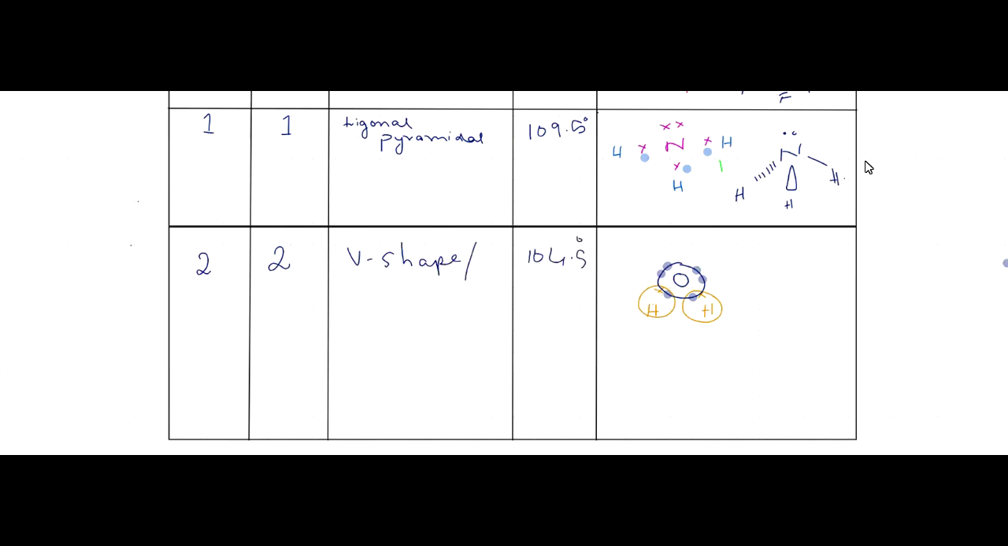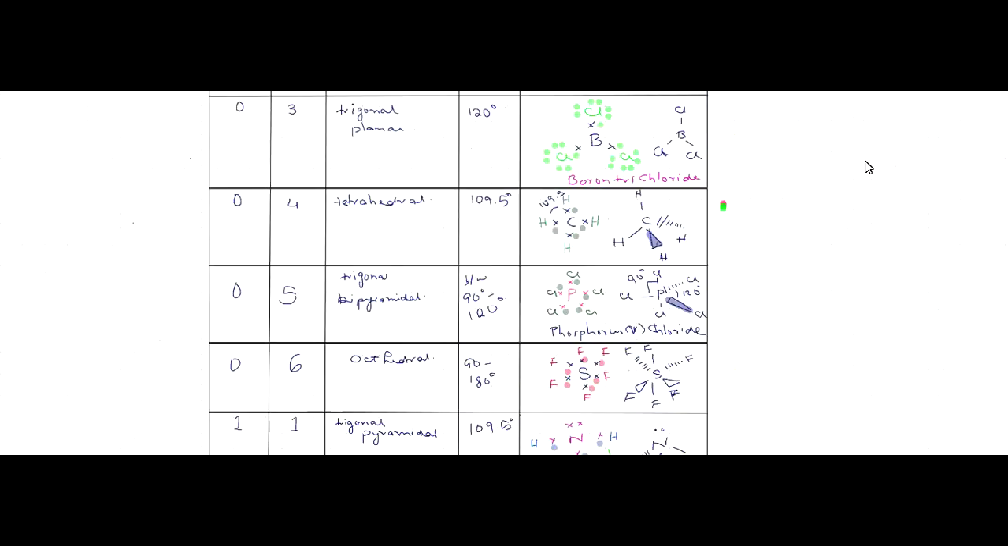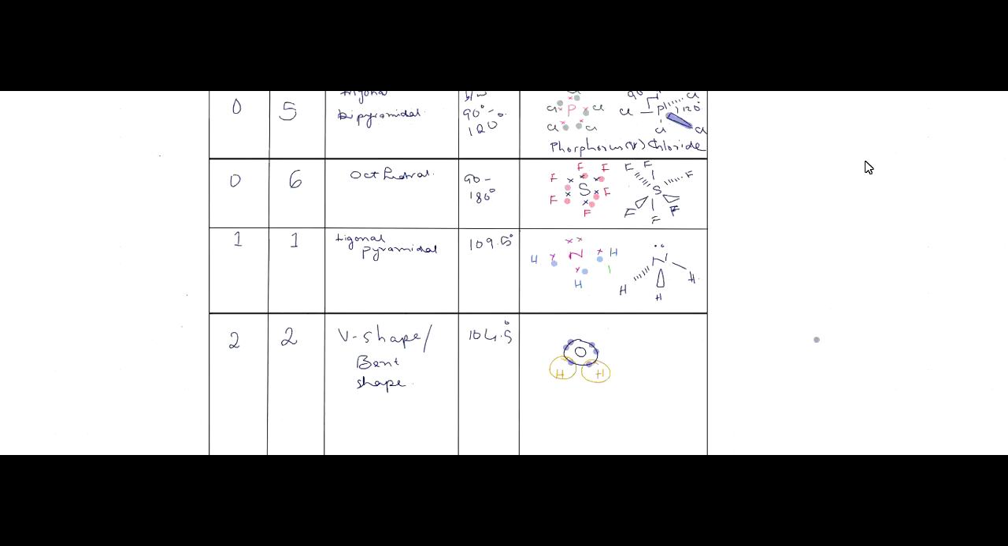So this is what we need to know regarding the shapes of the molecules. You should be able to predict what is going to be the shape of the molecule simply by looking at the number of bonded pairs and number of lone pairs. One thing that I always tell my students is just to basically learn this table.